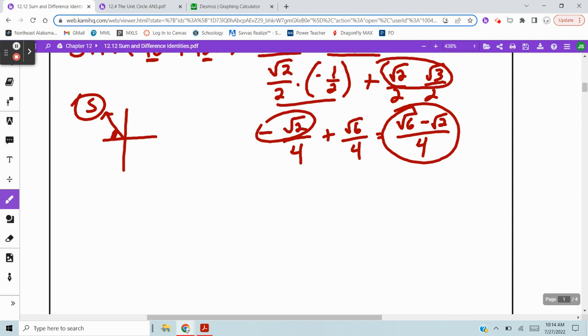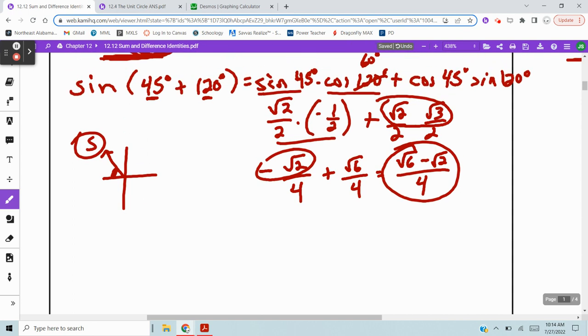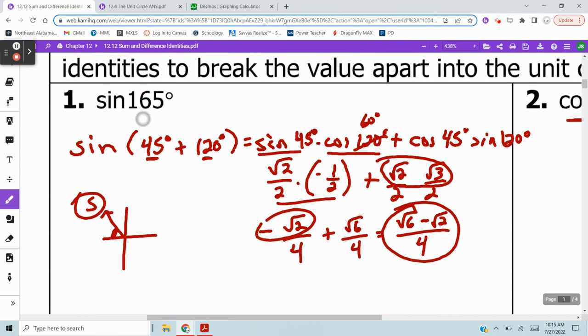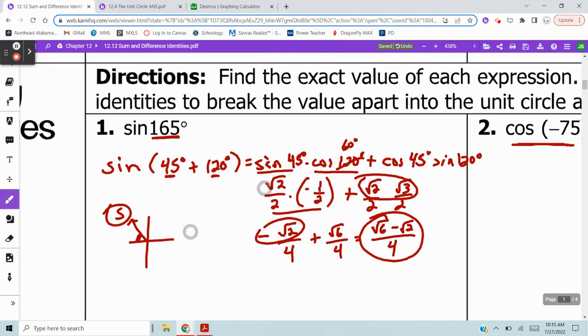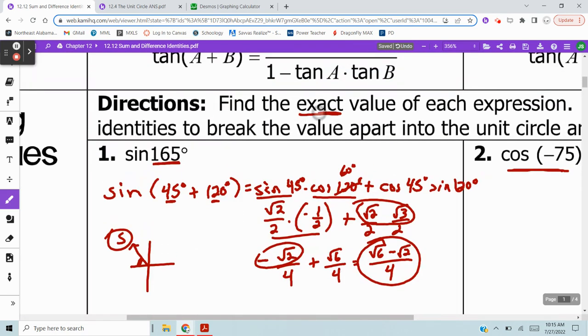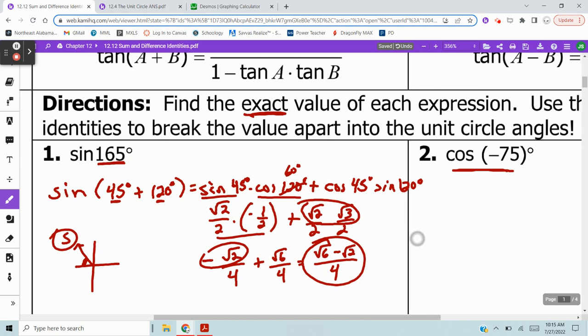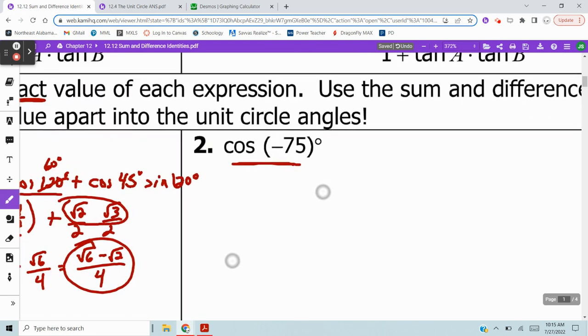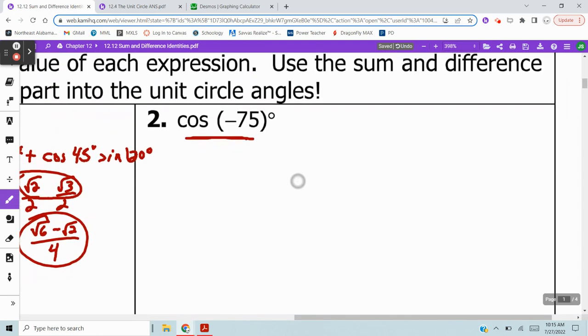What we do not want to do is turn that into a decimal, and here is the reason. For the sine of 165, we could have typed it into our calculator and gotten the decimal answer, but I do want to go back to the directions. It says find the exact value. So that's the reason we're going to break them apart and leave them exact. We're not going to turn them into a decimal.